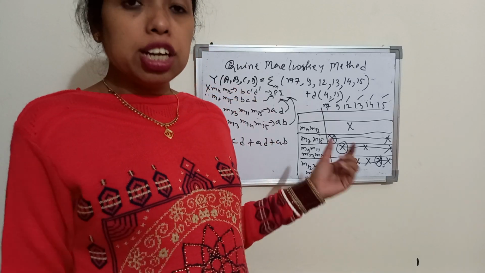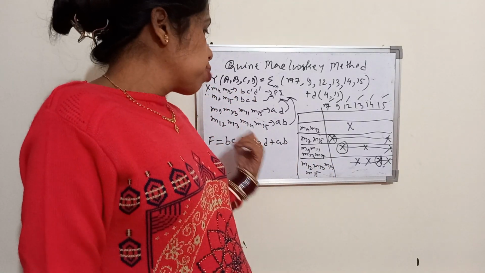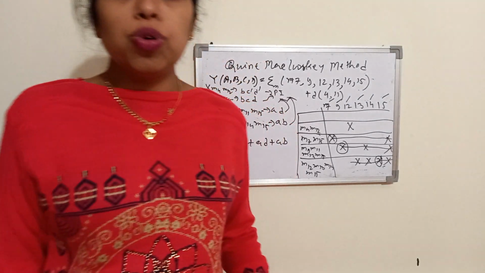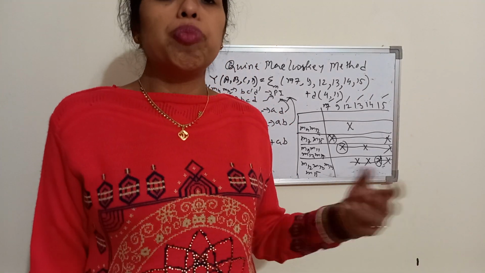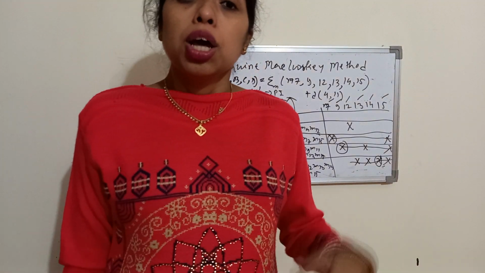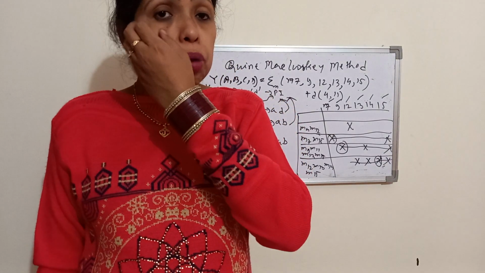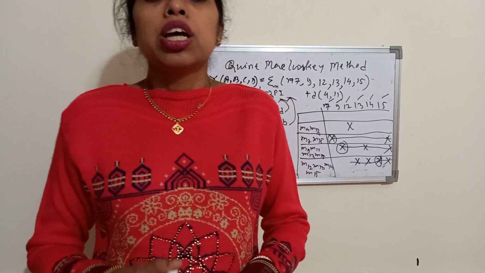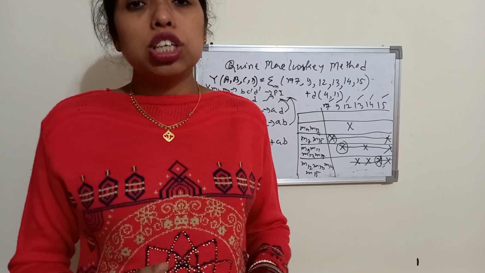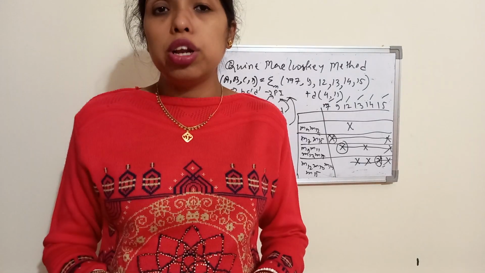I have to write these three terms in the function. I hope it is clear how you can do the Quine-McCluskey method, how you can calculate the prime implicants followed by the essential prime implicants using the Quine-McCluskey method. If you have any question, I will give you one more example if you need.